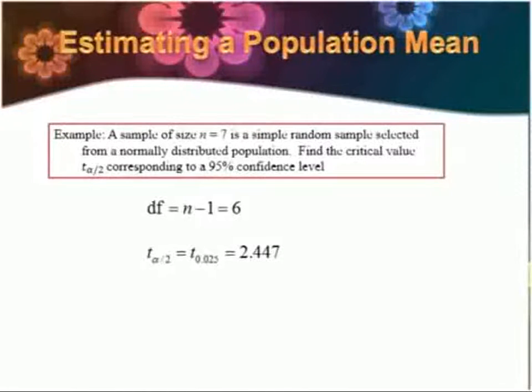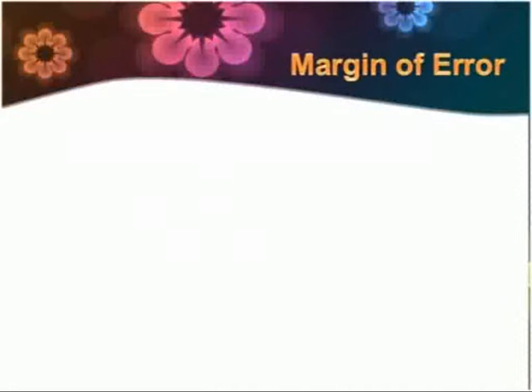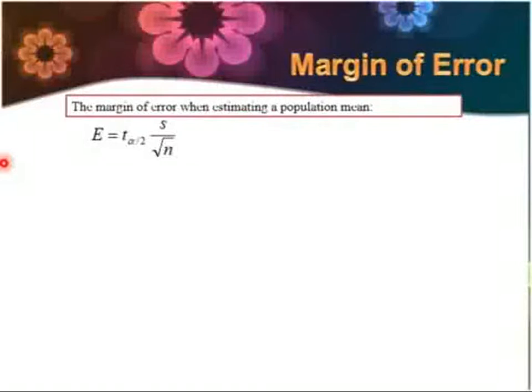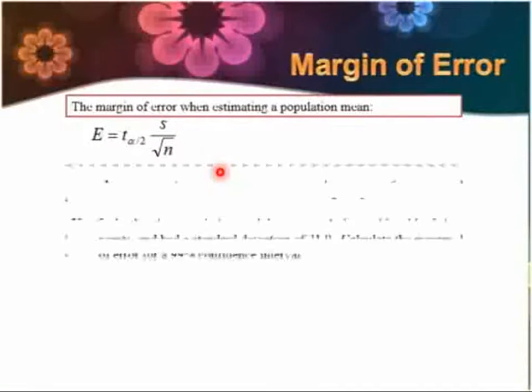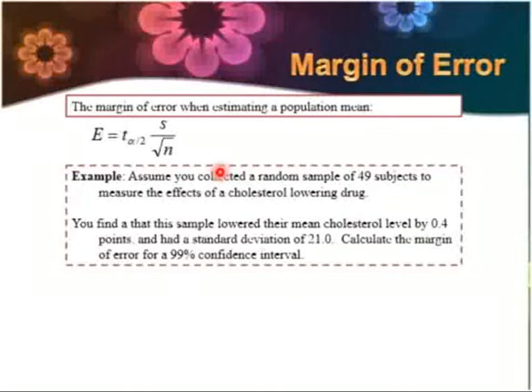So we found our critical t-value to be 2.447. Now, just like with proportions, we're going to calculate the margin of error for our estimate of the population mean. It's a similar calculation, but of course, instead of a critical z-value, we have a critical t-value. And now, instead of a p-hat and a q-hat, we have a sample standard deviation that we're going to divide by the square root of our sample size. So let's try this example.